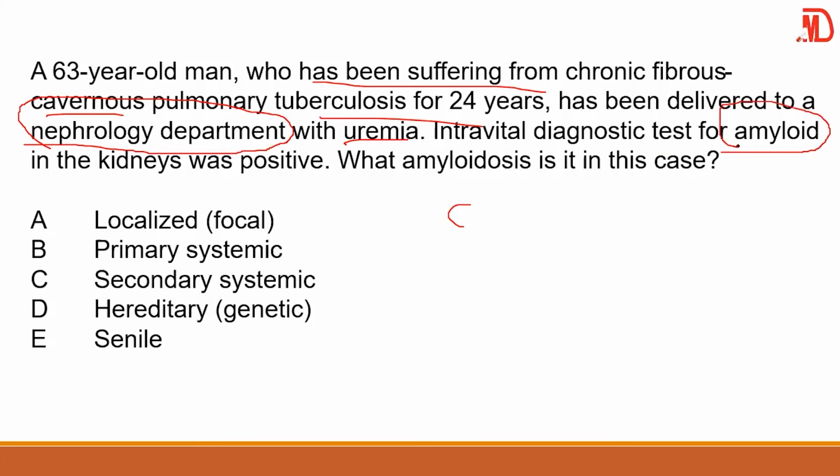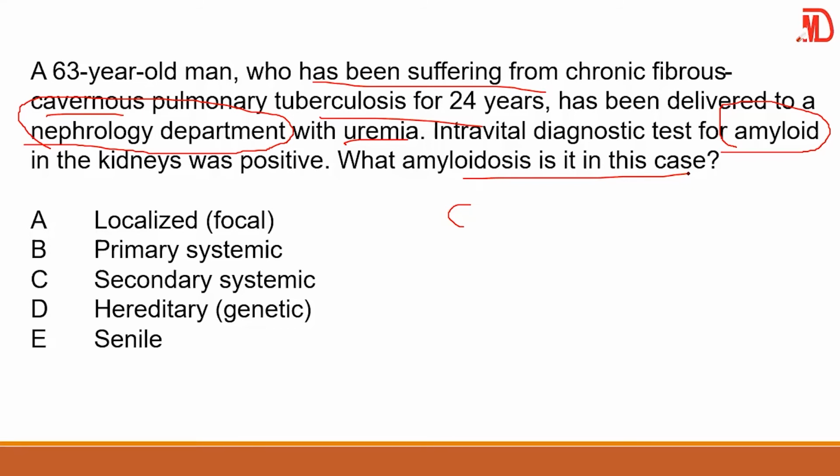What are amyloid? We've discussed them. Amyloid are simply abnormal proteins that can be located inside the kidney. And the disease of amyloid is called amyloidosis. But the question is, what amyloidosis is it? So let me put it to you. Is this a primary type of amyloidosis or a secondary type of amyloidosis? Who can tell me? And why?